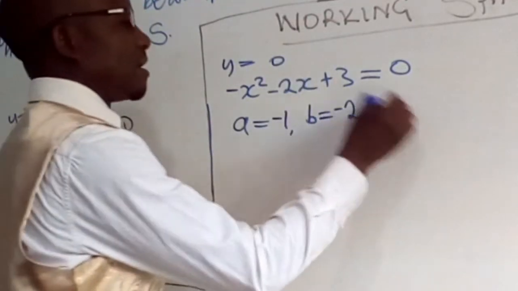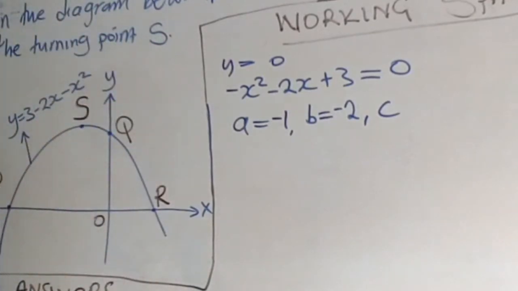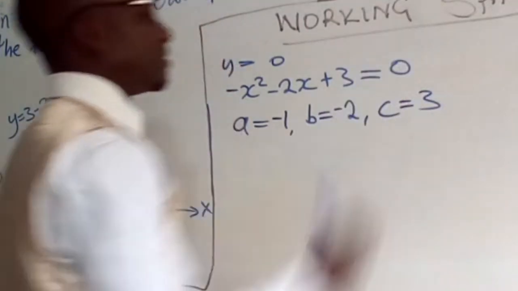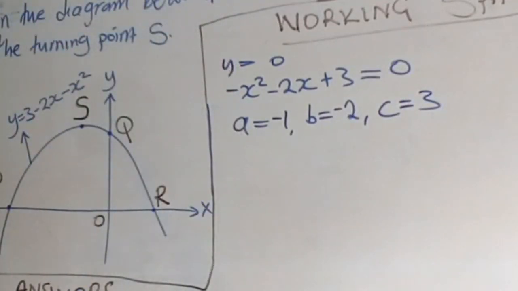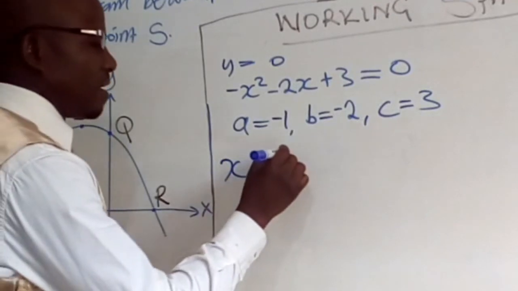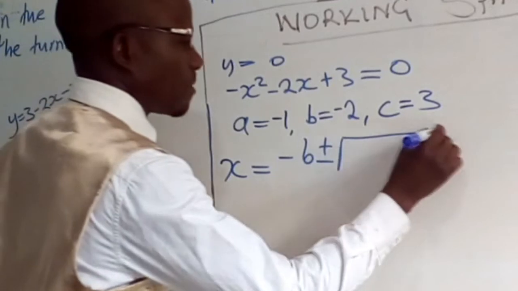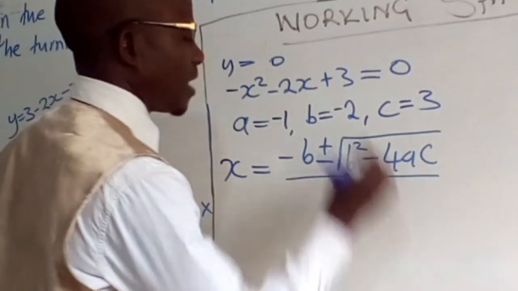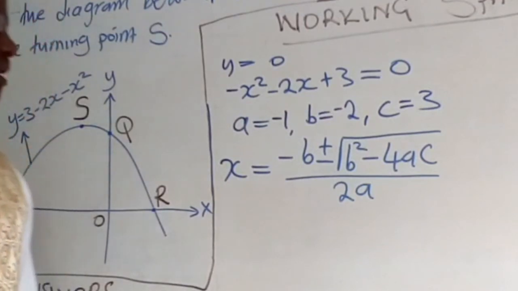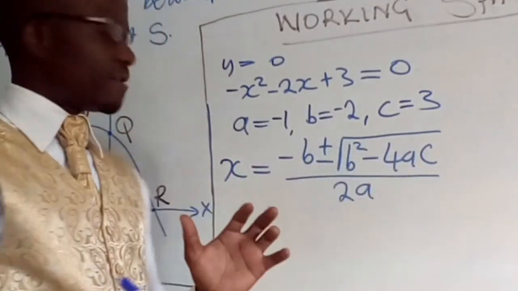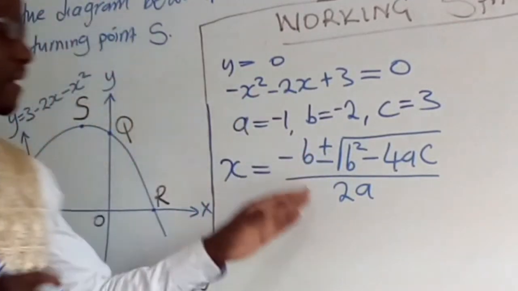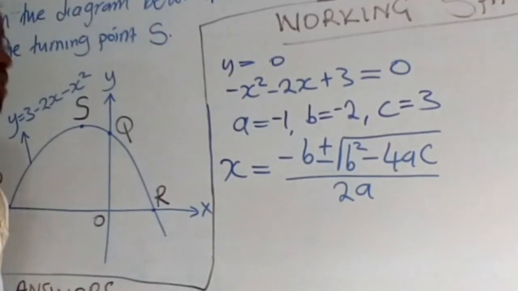The constant c is a number that remains the same, a number without the variable x. In this case, 3 is our constant c. After doing that, you can now substitute these into the quadratic formula, which states that x is equal to -b plus or minus root of b squared minus 4ac over 2a. This is the quadratic formula. Please make sure that this bar, which stands for division, reaches this point. It should not end there, because that would mean only -b is over 1. But this 2a is the denominator for everything.